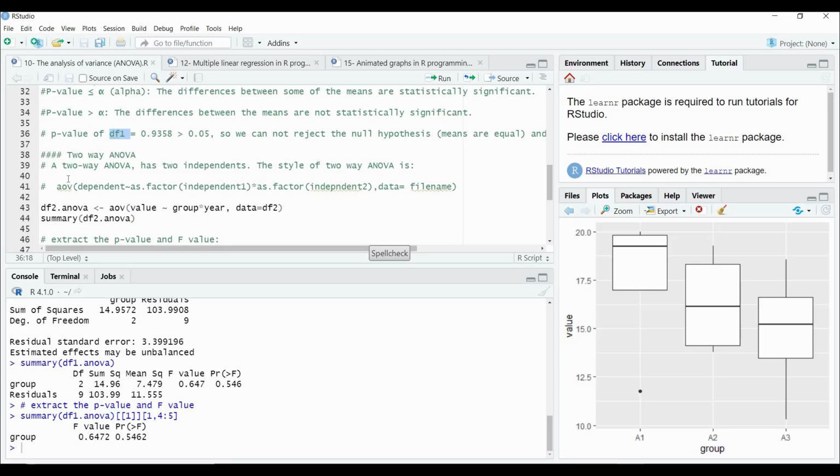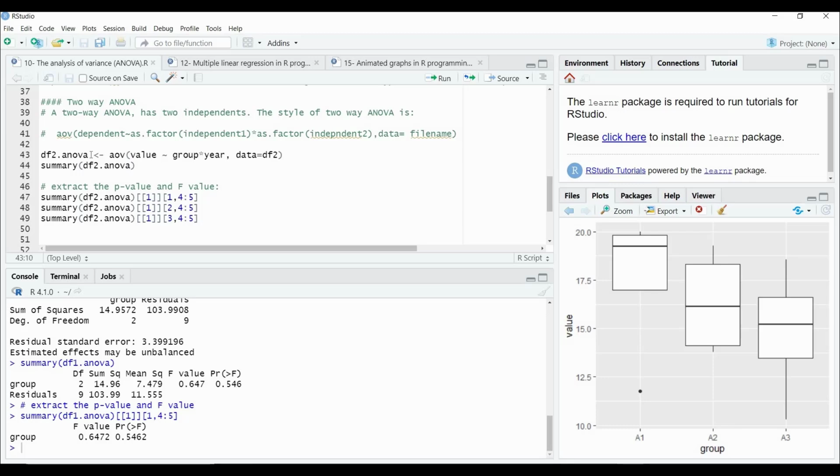We have two-way ANOVA. The style of two-way ANOVA is the aov function: dependent, then tilde, factor independent, multiplied by the second independent factor, and the name of the data file. Let's test two-way ANOVA. We name it df2.ANOVA, using the aov function to find ANOVA between value and group multiplied by year, and the data is df2.